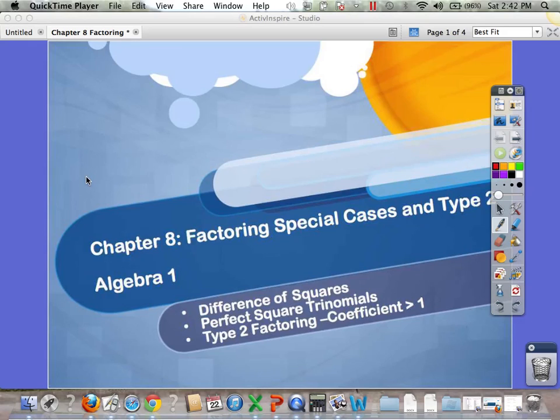Chapter 8, factoring is continued, and we're going to do special cases in type 2. That'll mean the difference of squares, perfect square trinomials, and type 2 factoring where the coefficient is bigger than 1. Right?